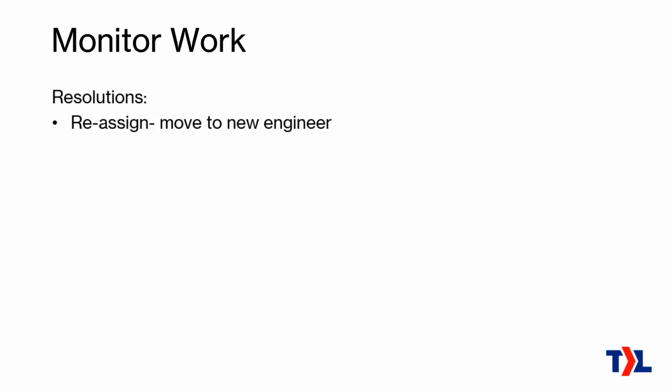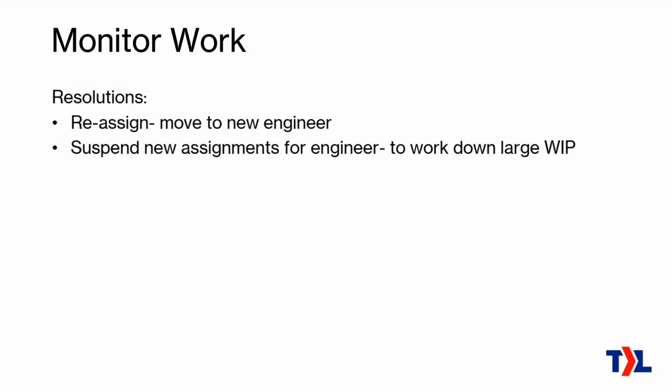Sometimes you can just reassign work to a new engineer. That's useful. If there's a bottleneck, you can look through this engineer who has 20 tickets, and see, can any of that work be assigned to a different engineer? And if so, go ahead and do that. You can suspend making new assignments for an engineer. So if your engineer has 20 tickets, you can say, okay, we're not going to assign you any new work for a while, so that you can just work on those things and get them done.